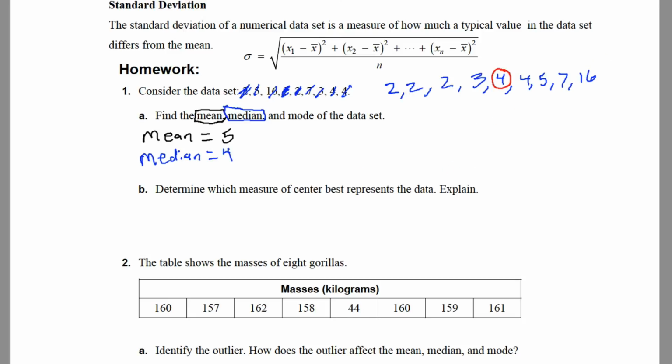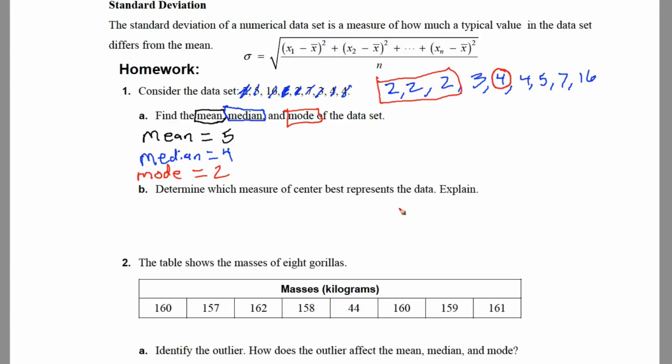Now, finally, we're on to the mode. Which number appears the most often? There's 2, that one appears 3 times. 1, 3, 1, 2 4s, a 5, a 7, a 16. So we see that 3 is the magic number of times. So 2 appears 3 times. So the mode is 2. And that's how you find each one of them.